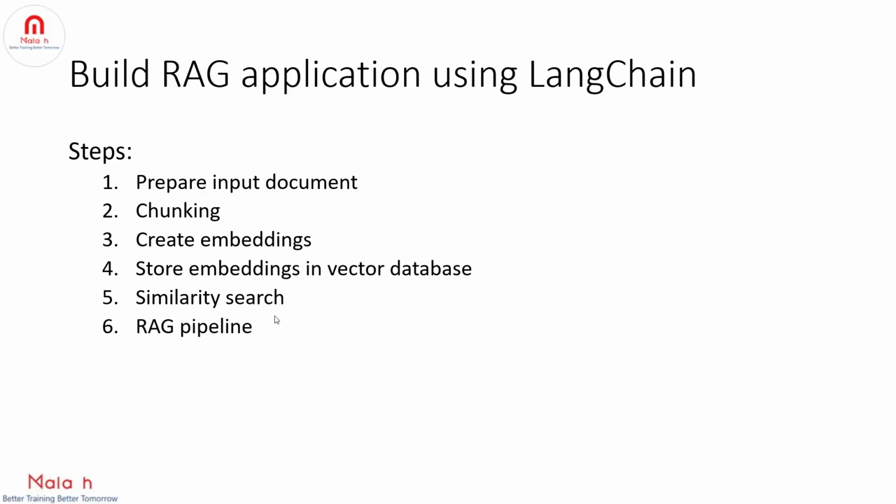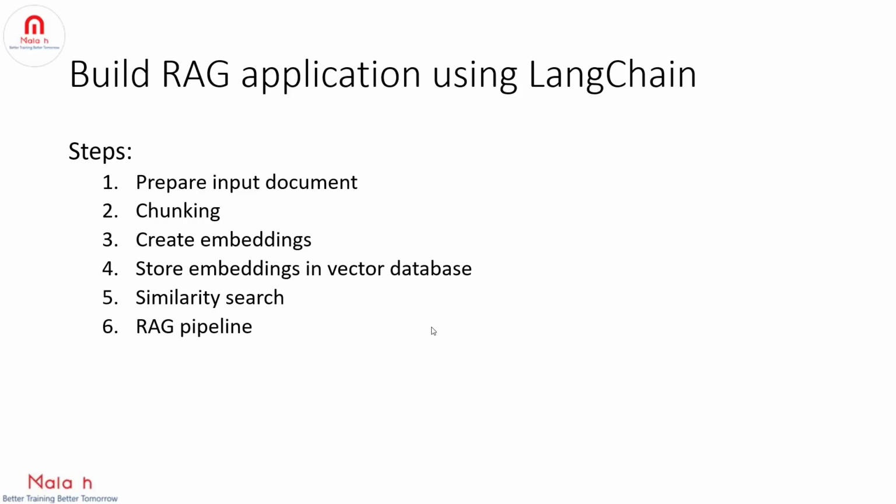And similarity search means, let's assume when the user asks any question, the LLM will try to search in the vector database and it will try to retrieve the results. And we can also create a bunch of questions and create a RAG pipeline so the LLM can answer the questions, right? So now let's see these 6 steps in action by implementing a RAG application by using LangChain.